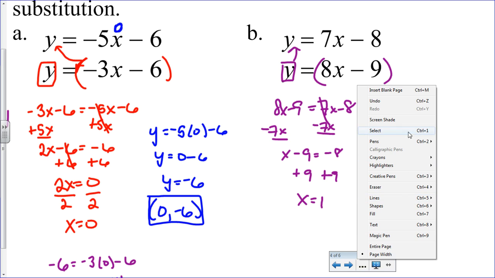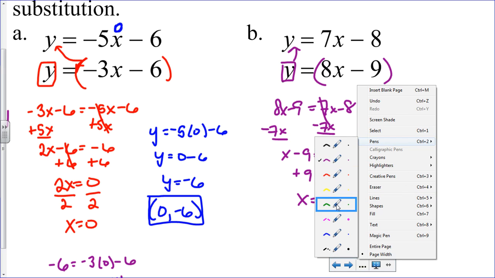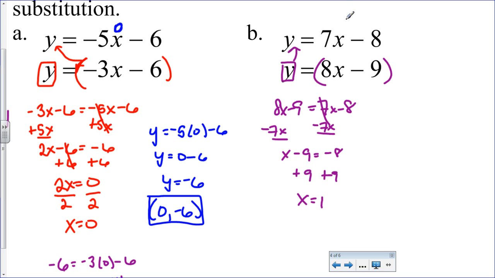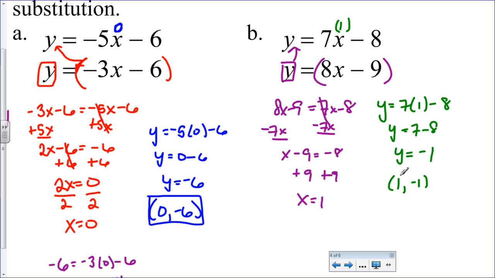Once I've found that answer, I'm going to go ahead and plug that back in to either of the equations for my x. I'm going to plug it in up here to figure out what my y is. So y equals 7 times 1 minus 8. So 7 times 1 is 7. 7 minus 8 is -1. So my solution is (1, -1).